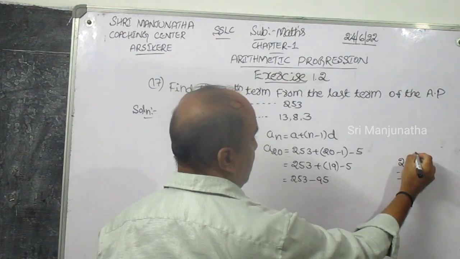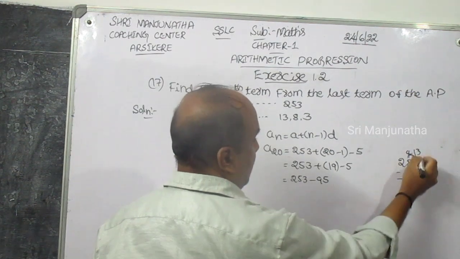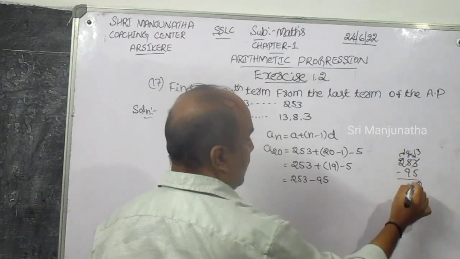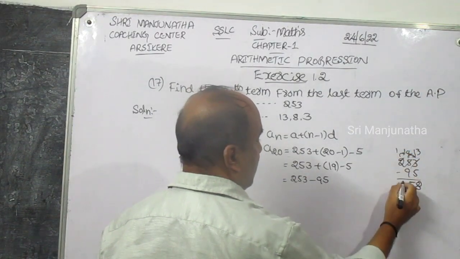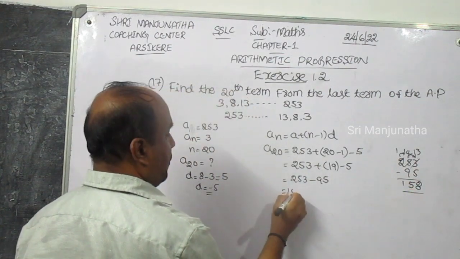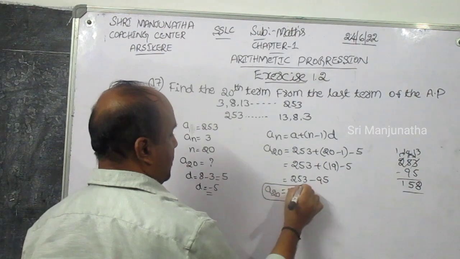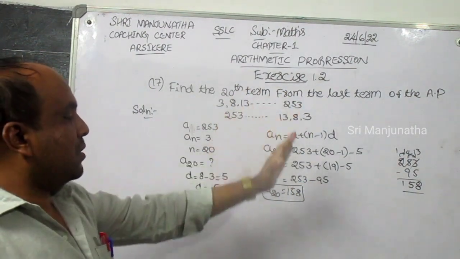3 minus 5 is not possible. Borrow 1 means 10, 13. 13 minus 5 is 8. It will be 4. Borrow 1 here, 14. 14 minus 9 is how much? 5. Here is 1. Answer is 158.